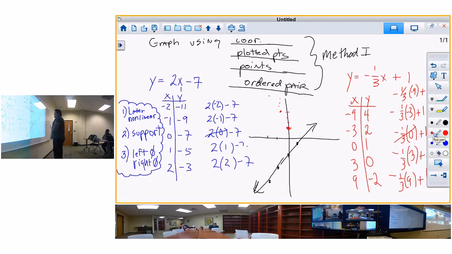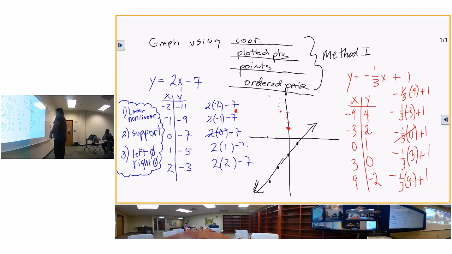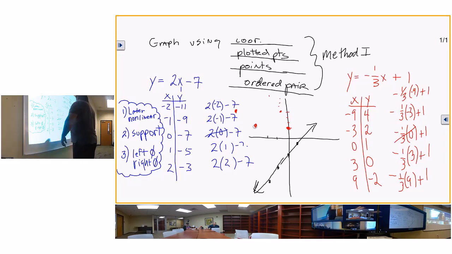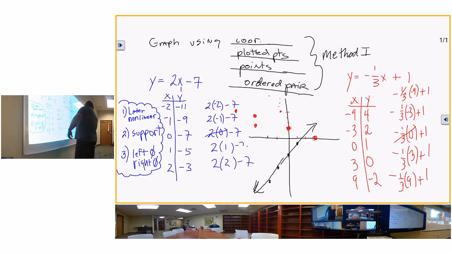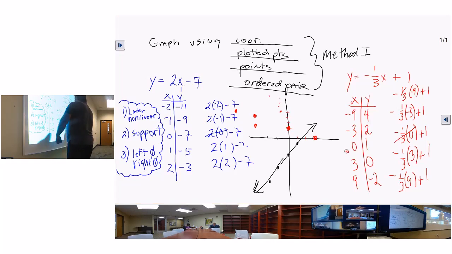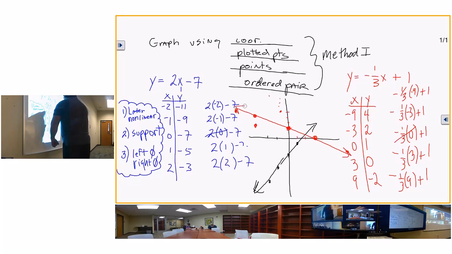So, negative 9, positive 4. It's supposed to be up here. Negative 3, positive 2. 0 and 1. Well, mine's a little bit off, because I don't have graph paper. 0 and 1 is right here. 3 and 0, 1, 2, 3. And 9, negative 2. That looks better. I had the points plotted wrong. There you go.